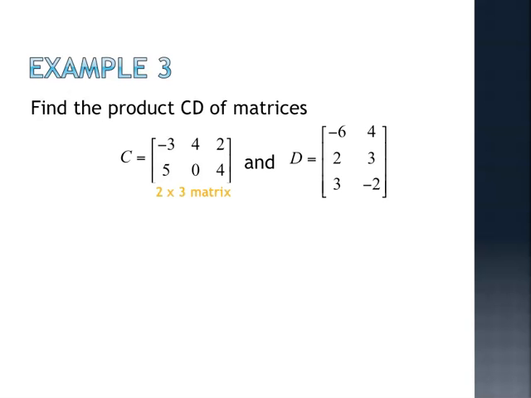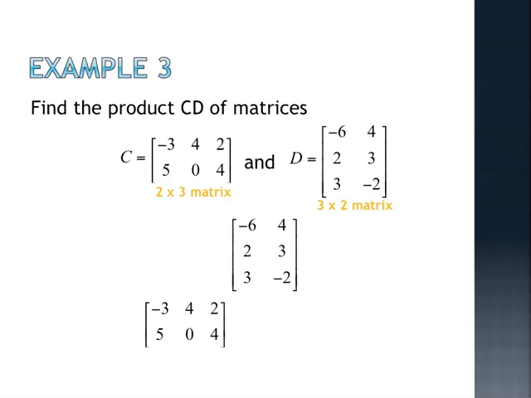So we have a 2 by 3 matrix and a 3 by 2 matrix. So we have 3 columns in C and 3 rows in D, so we are going to be able to multiply those two together. I'm going to line them up the same way I did in example 2. And now our resulting matrix, you can see, is going to be a 2 by 2 matrix. So now I'm going to multiply -3 times -6, 4 times 2, and 2 times 3. I'm going to add them all together.